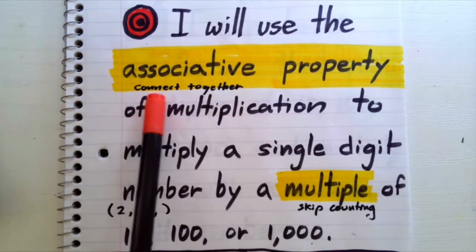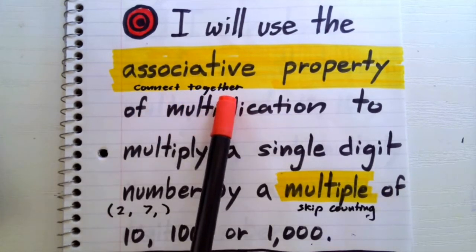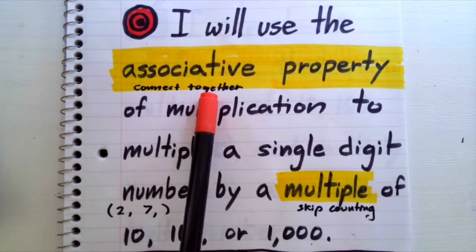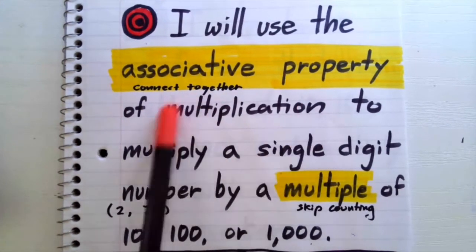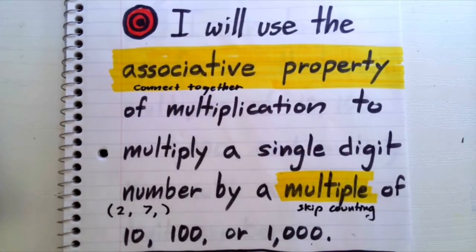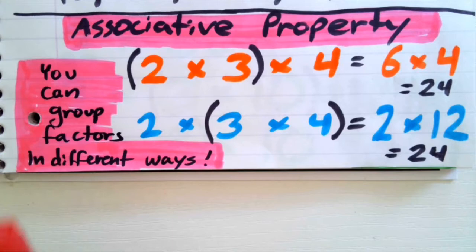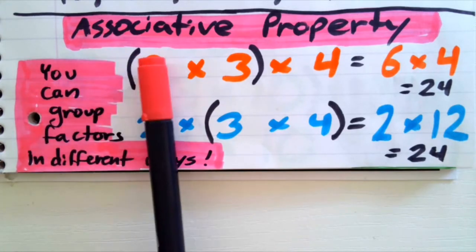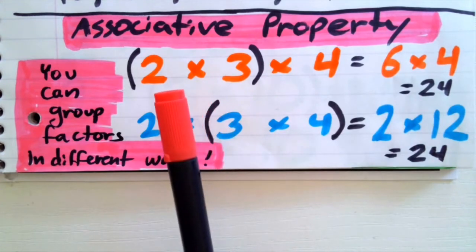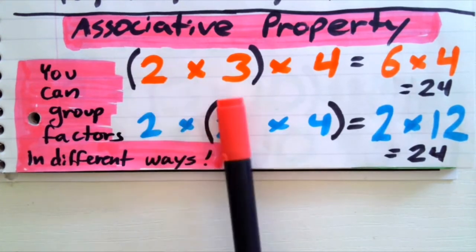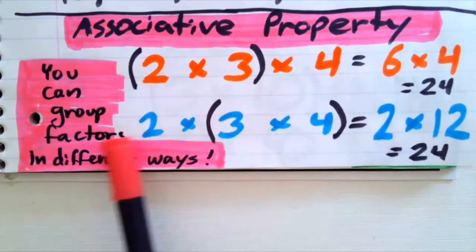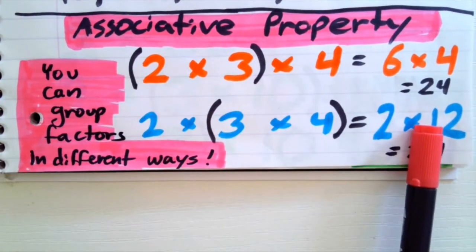Associative means having to do with connecting together, to associate, to connect together. So this is something that you can do with multiplication. You can put different parts of it together. Here is an example of how the associative property works. Supposing we have a problem that states 2 times 3 times 4. There are 2 different ways we can solve this.